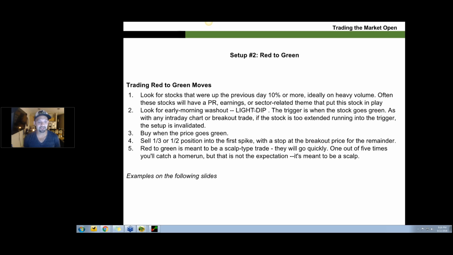So let's think about this. You buy when the price goes green. You sell a third or half of the position into the first spike, with a stop at the breakout price for the remainder. Red to green is meant to be a scalp type trade. They go quickly. One out of five times you will catch a big home run, but that's not the expectation. It's meant to be a scalp trade, which means a trade you might hold for a few minutes, where you get those quick spikes, 5, 10 minutes.